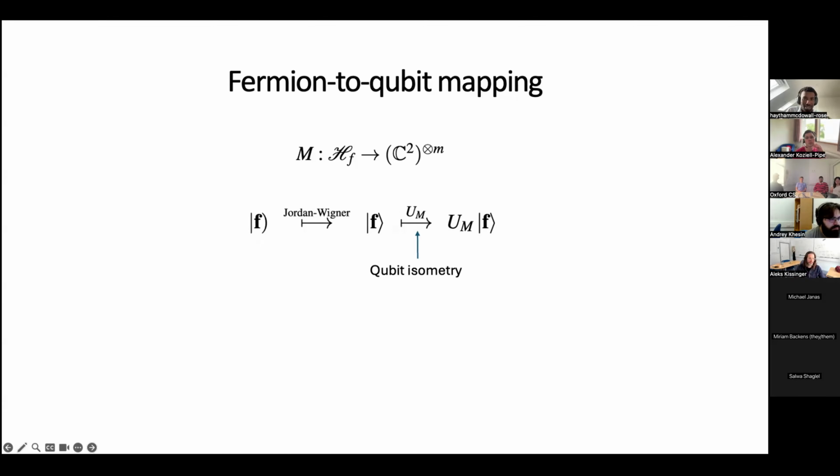Does anyone have any questions about fermions or the fermionic background before I move on to talk about the ZX background? Well, silence is approval. Let's go.